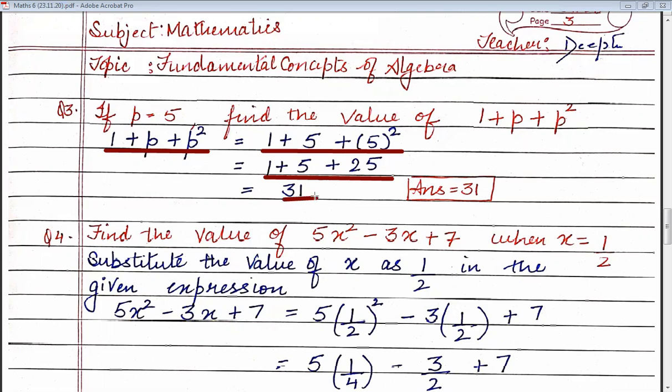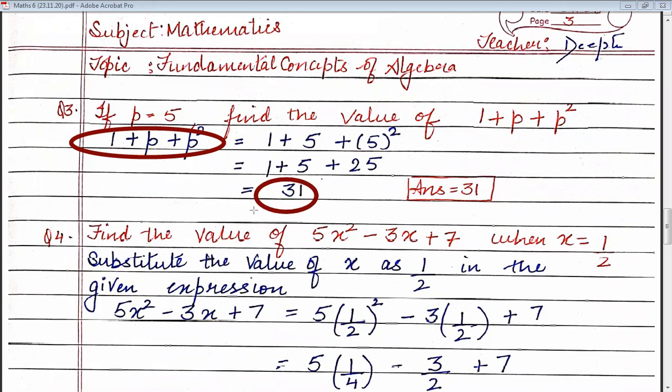So now after adding 1 plus 5 plus 25, your answer is 31. What is your final answer? 31. So now children, what is the value of this algebraic expression? That is 31. So you can clearly see that the value of 1 plus p square is 31 when the variable is 5. So the algebraic expression will become 31.